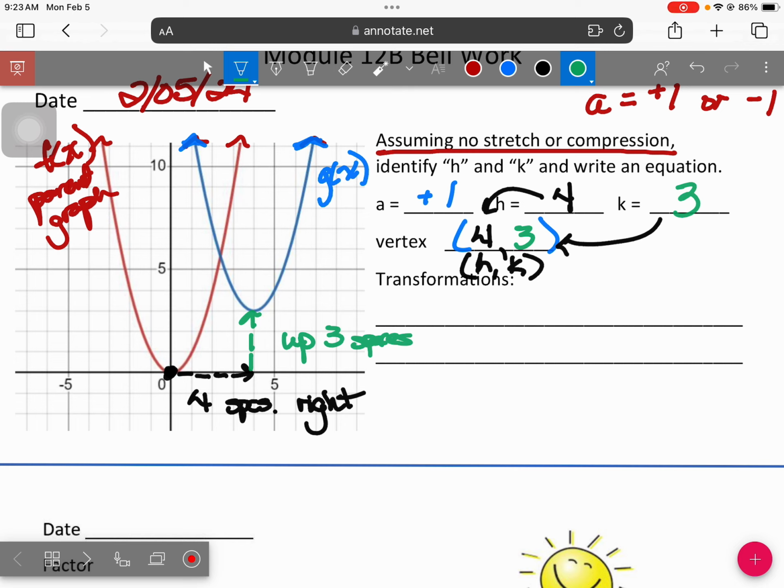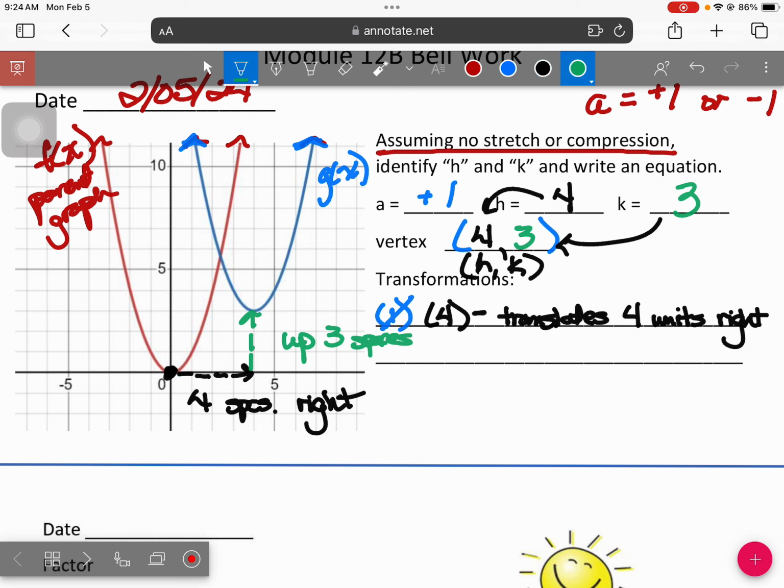I appreciate that. So transformations, that means writing them out formally. Do I have a transformation if A is equal to 1? No, because that is not a change from the parent graph. When H is equal to 4, that is a transformation. What kind of transformation? What's that key mathematical word we use? Translates 4 units in what direction? To the right. Yes, to the right.